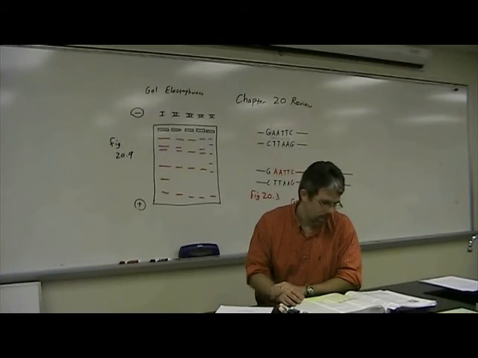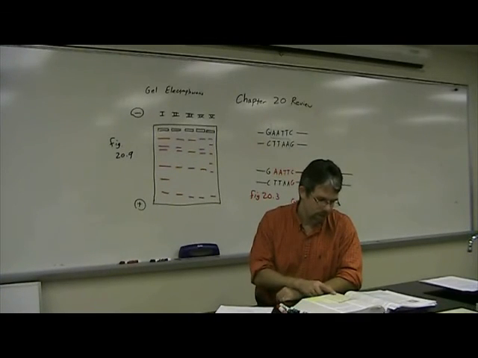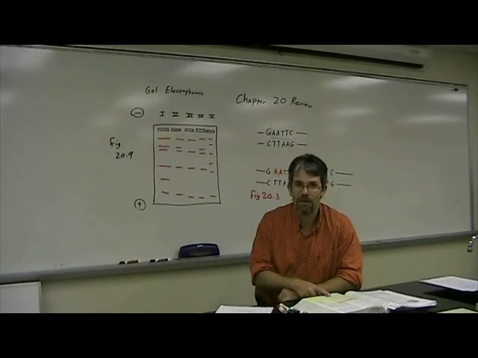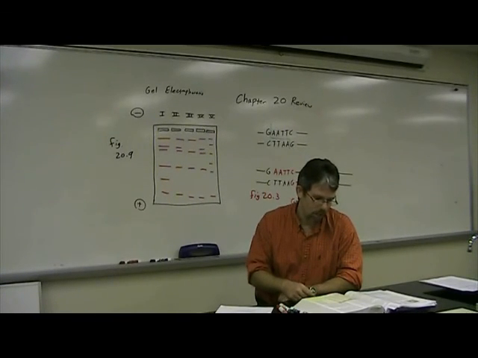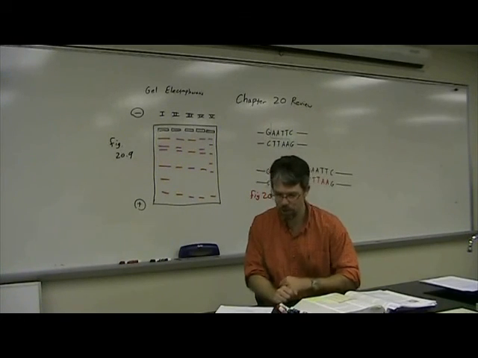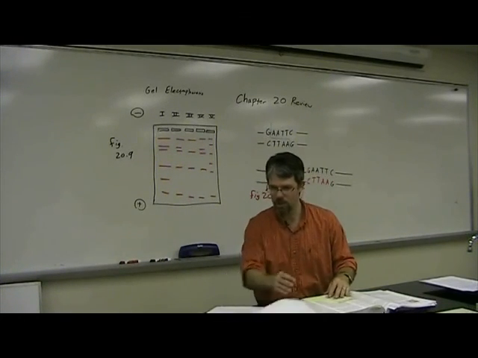megabase pairs. Now humans have about 20,500 gene loci, something to that effect. The average eukaryote has somewhere between 20 and 40,000 gene loci. Prokaryotes will have far fewer. And that concludes our notes from chapter 20.